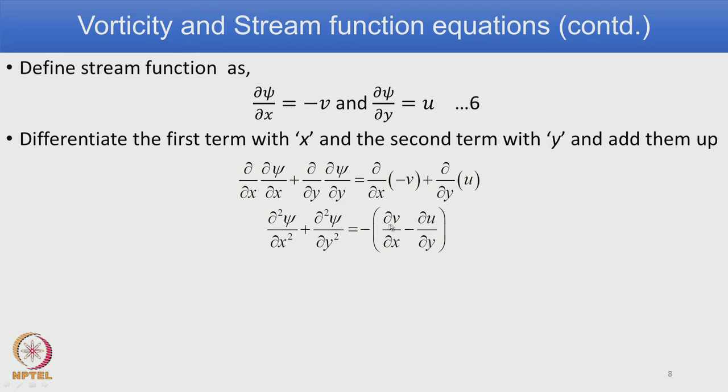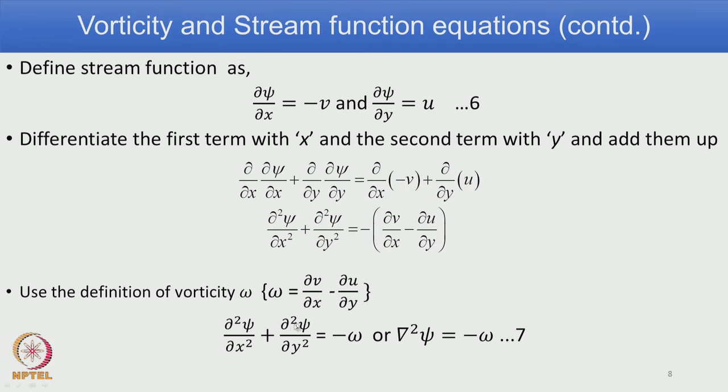So, minus sign, dou v by dou x minus dou u by dou y. Again we are able to observe that the term in the bracket on the right hand side, which is dou v by dou x minus dou u by dou y, is the vorticity. Hence, we use the definition of vorticity to rewrite that equation as dou squared psi by dou x squared plus dou squared psi by dou y squared equal to minus omega. In other words, del squared psi equal to minus omega.